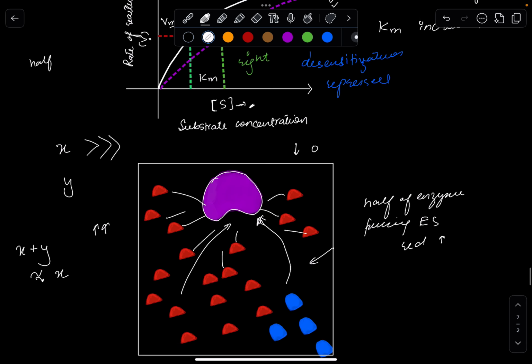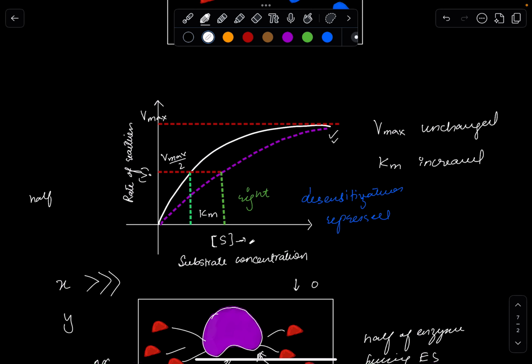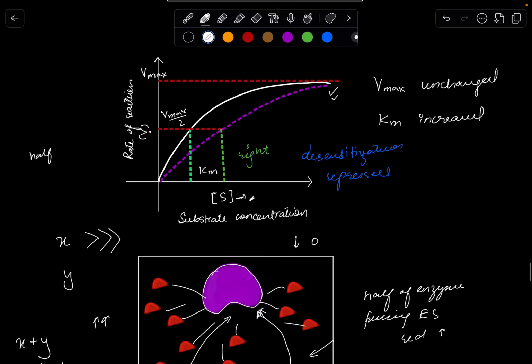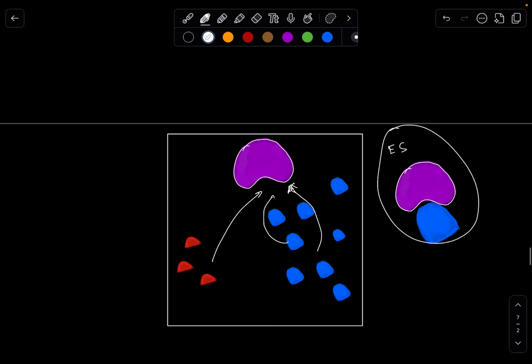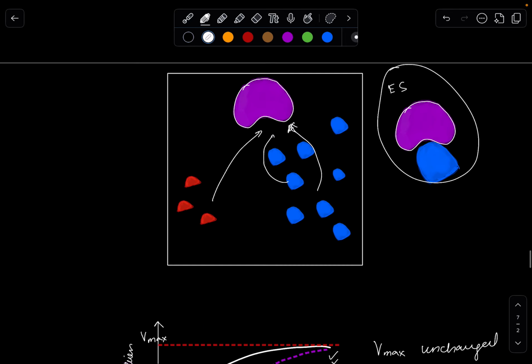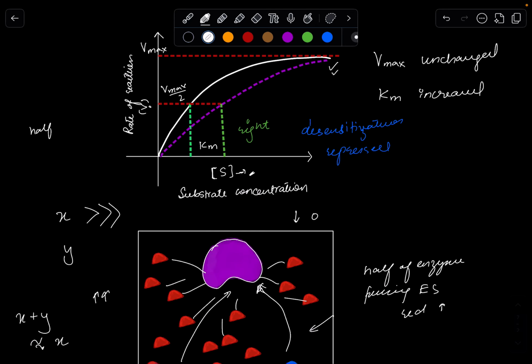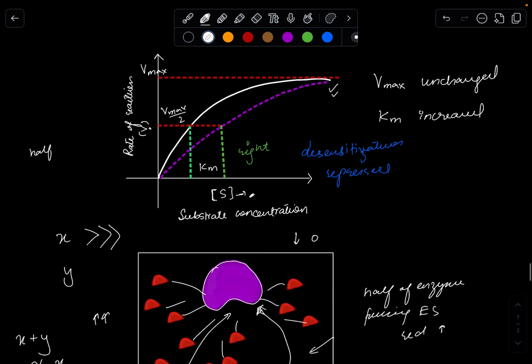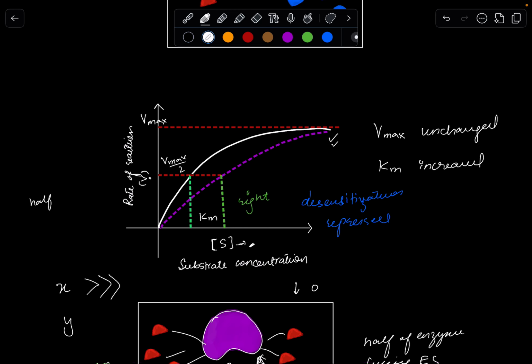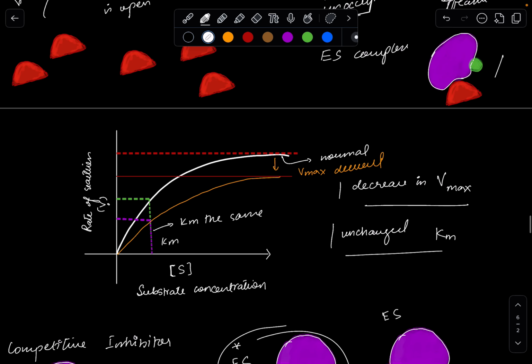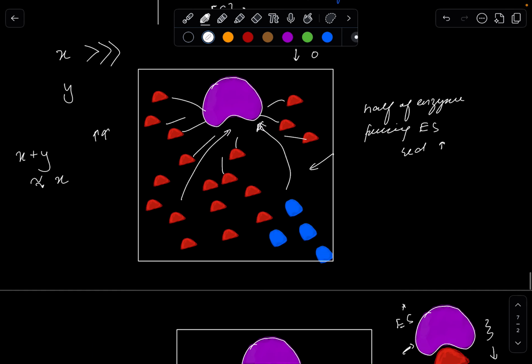But if just the Km shifts, and the Km has increased, then what happens? That's competitive inhibition, right? So Vmax is not changing, and Km increases, so it moves to the right. And if Vmax decreases and Km remains the same, that means non-competitive inhibition. So all the information is right here.